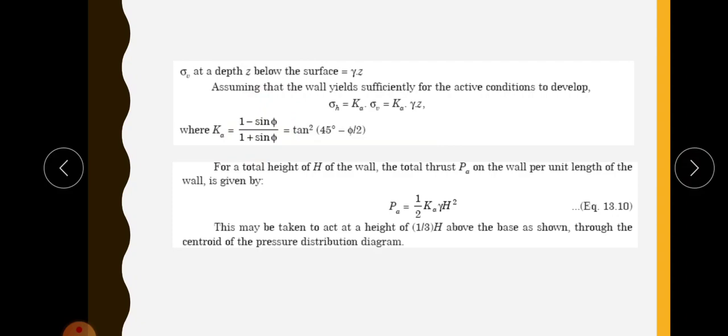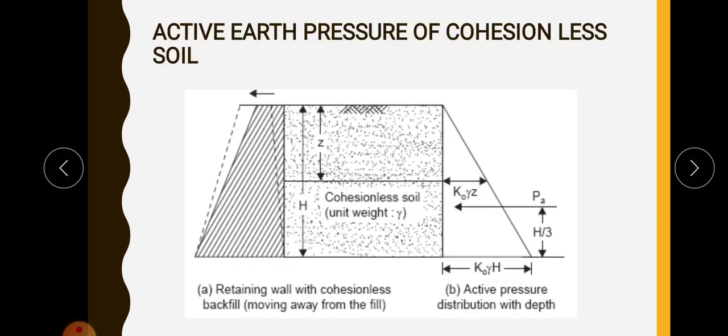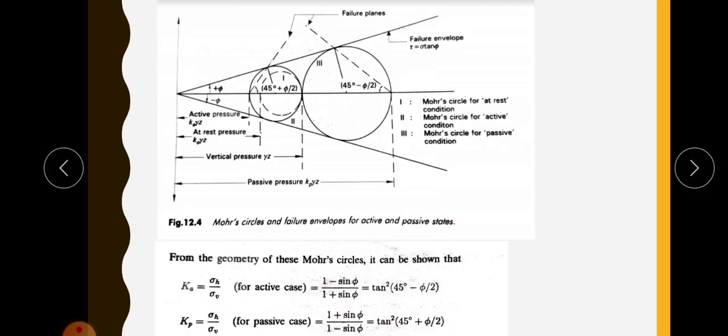Okay, so I am directly doing the problems for active and passive, because in the case of passive, the only difference is in the case of constant. That difference I have mentioned in the first slide, that is Ka is equal to 1 minus sin phi by 1 plus sin phi, and for the passive case Kp will be equal to 1 plus sin phi by 1 minus sin phi. Okay, so that is the only difference.